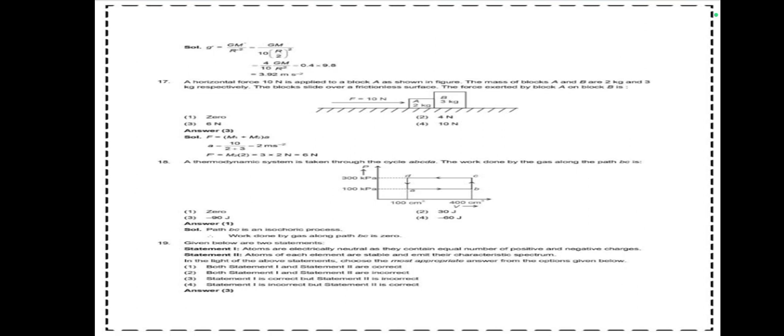Question number 17. A horizontal force of 10 Newton is applied to a block A as shown in the figure. The masses of blocks A and B are 2 kg and 3 kg respectively. The blocks slide over the frictionless surface. The force exerted by block A on block B is. Answer is 3. 8 Newton. 6 Newton.